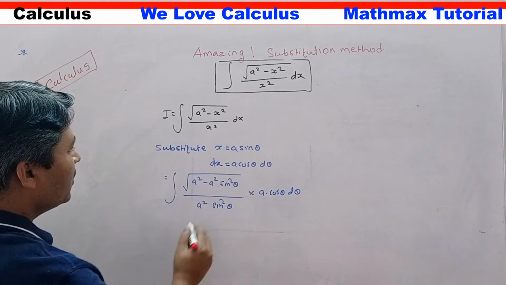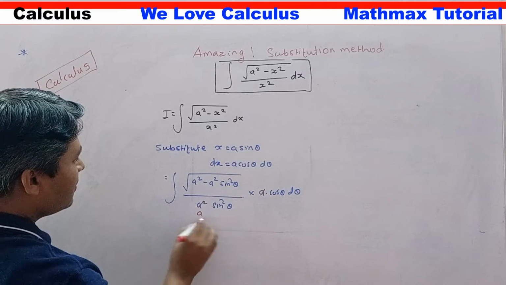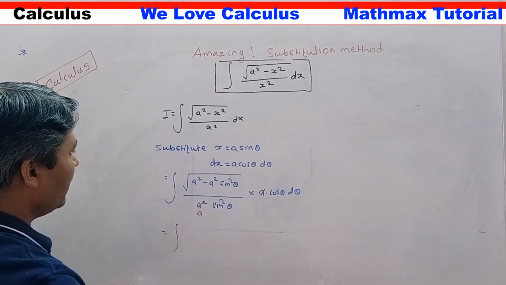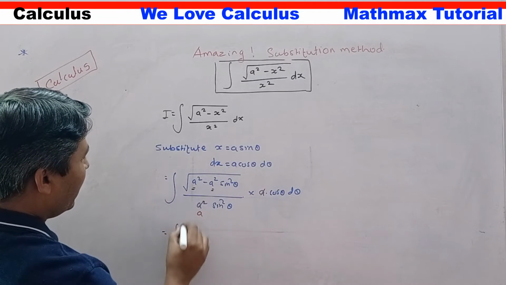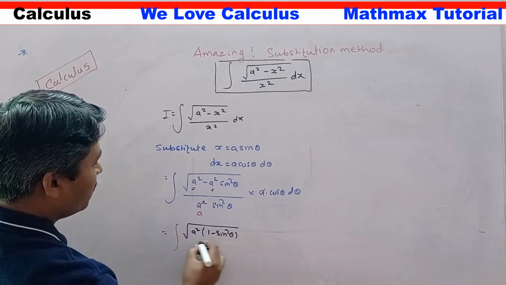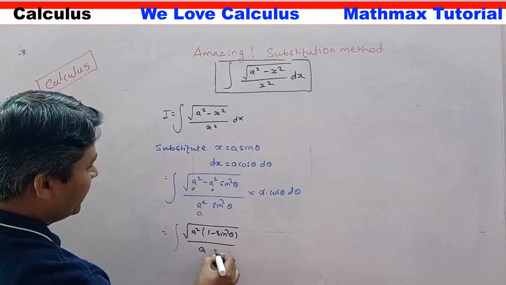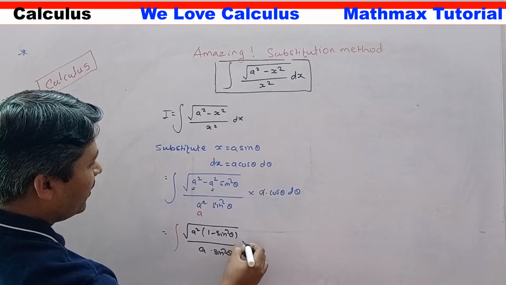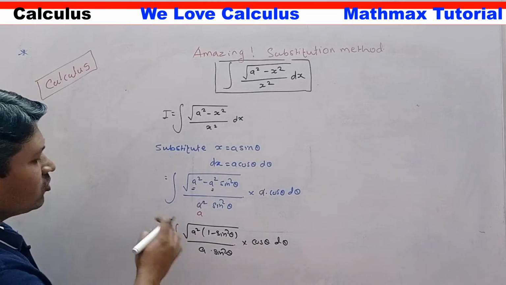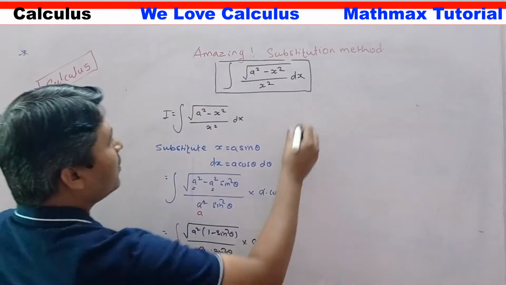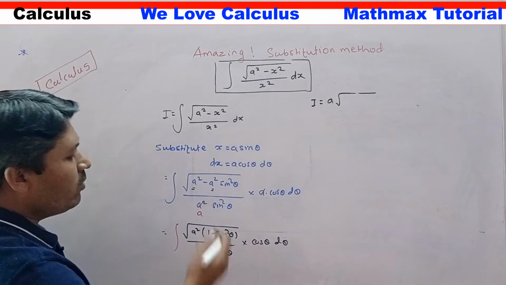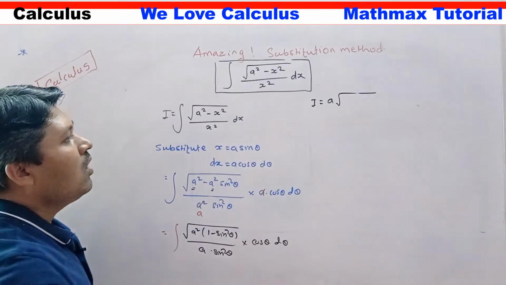Here we observe that one a gets cancelled and only one a remains. Then we take the common a squared: the square root of a squared in brackets, 1 minus sin squared theta, divided by a into sin squared theta, and here only cos theta d theta. Now a squared comes outside the root, and we get I is equal to a times the square root of 1 minus sin squared theta, which is equal to cos squared theta.